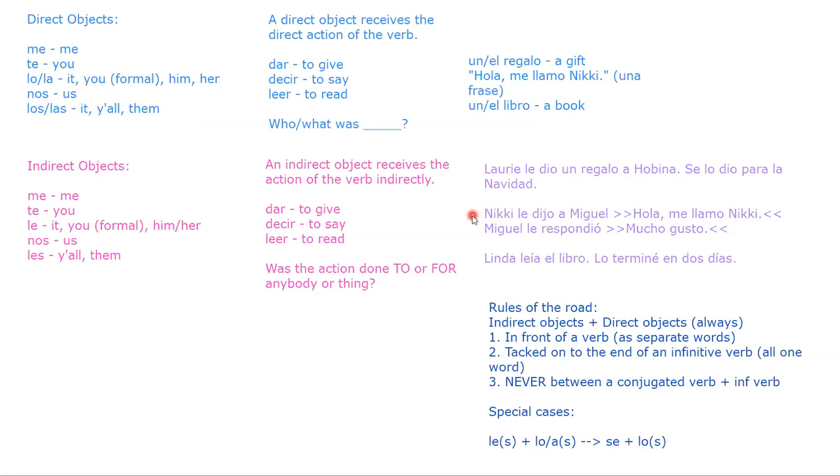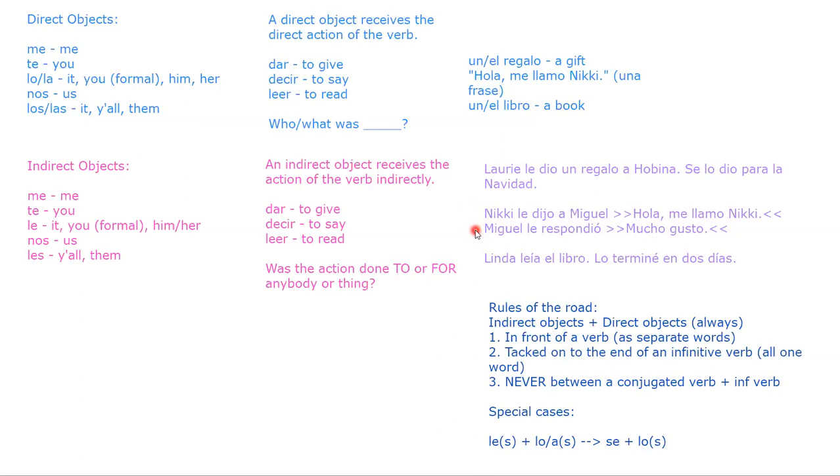Now, just a quick note here for you too, if you're wondering, if it was Nikki said to us, then yeah, it would have looked like Nikki nos dijo. If it was Nikki said to me, it would be Nikki me dijo. If it was Nikki said to you, Nikki te dijo. So that indirect object is absolutely going to change according to who the action was done to or for. All right, so with this first sentence, we know that Nikki said to Miguel, hi, my name is Nikki.